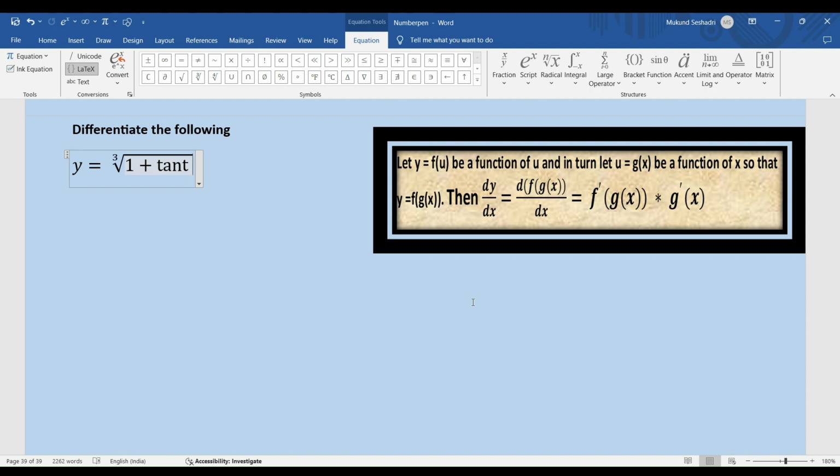I have the chain rule pasted on my screen. Let y equals f of u be a function of u, and u equals g of x, which means u is a function of x, so that y equals f of g of x. Then dy by dx is f dashed of g of x into g dashed of x, right?